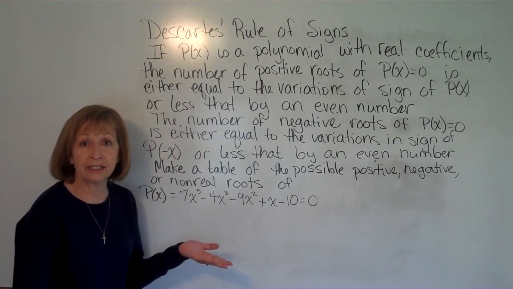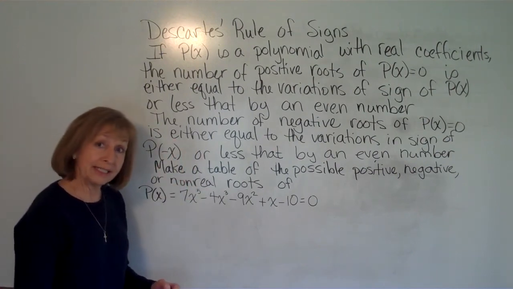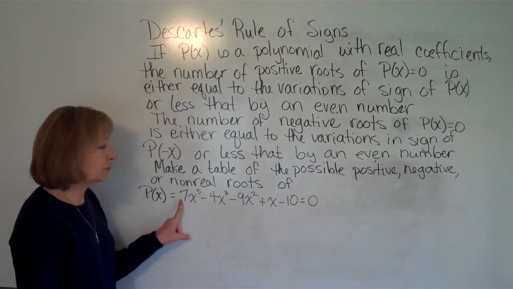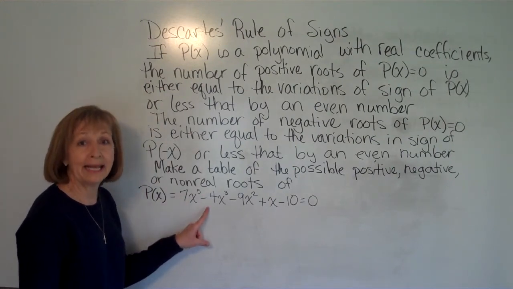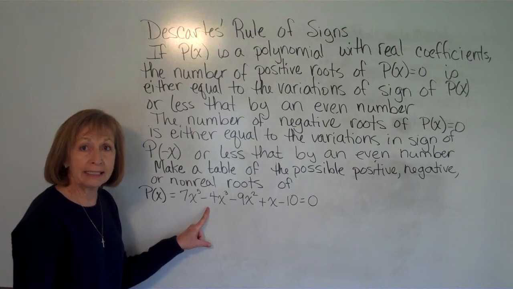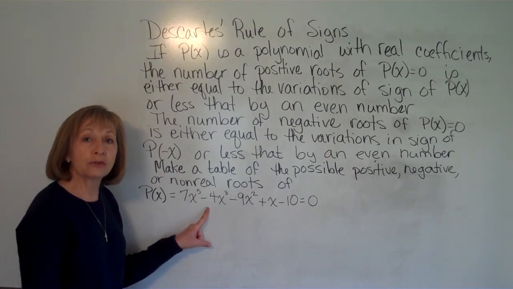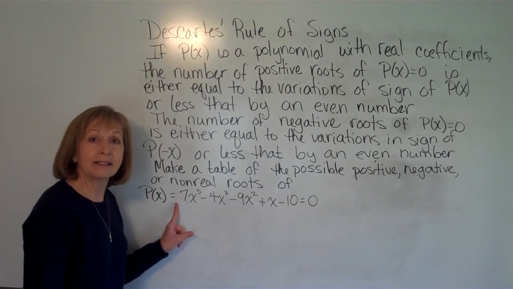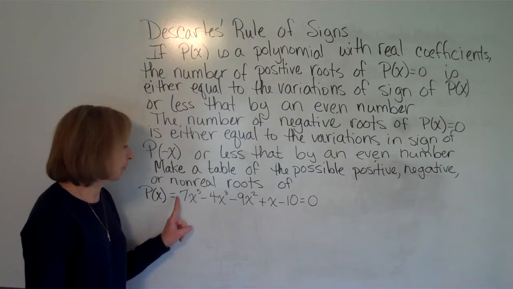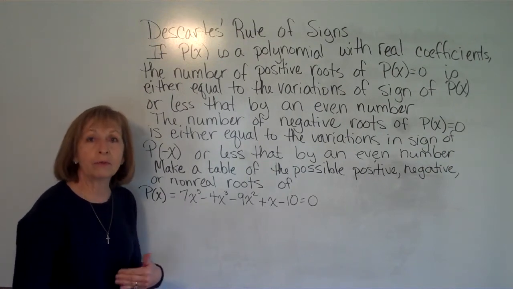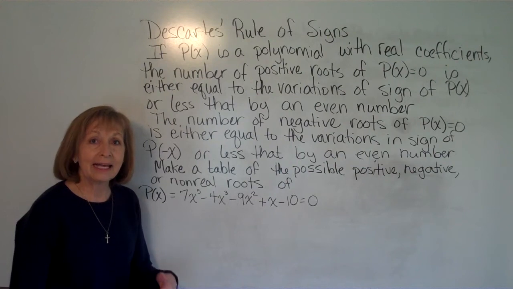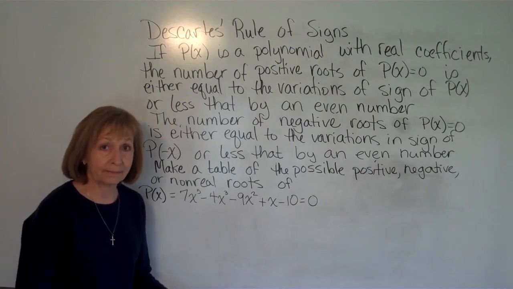Now, what's a variation in sign? Well, a variation in sign is if when you go from one term to the very next term, when it's written in descending order, the sign of the coefficient switches from either positive to negative, or from negative to positive. That's called a variation in sign.